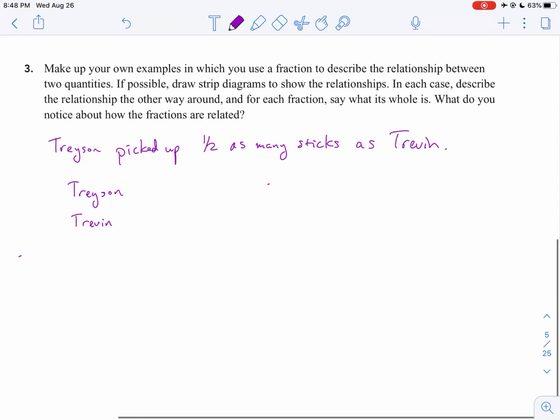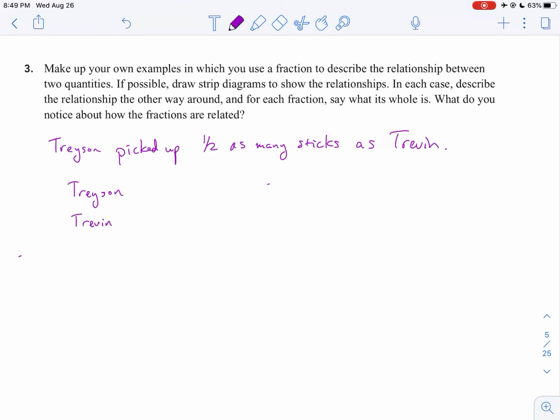All right, let's take a look at number 3. It asks us to make up your own examples. So go ahead and pause the video, make up your own example. Excellent. Now let's look at the one I came up with, with my boys. Trayson picked up half as many sticks as Trevin.